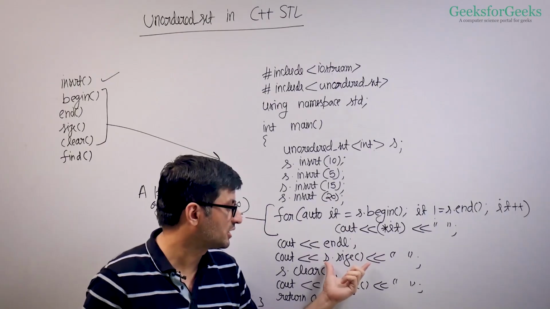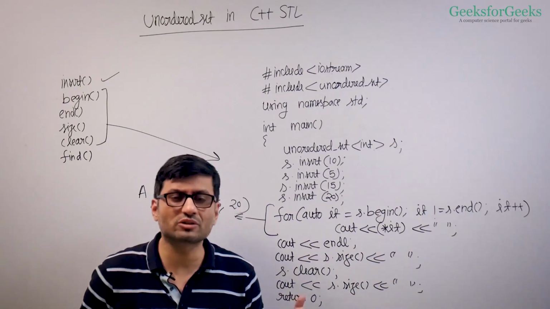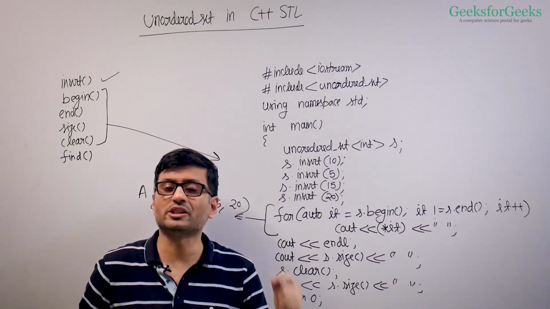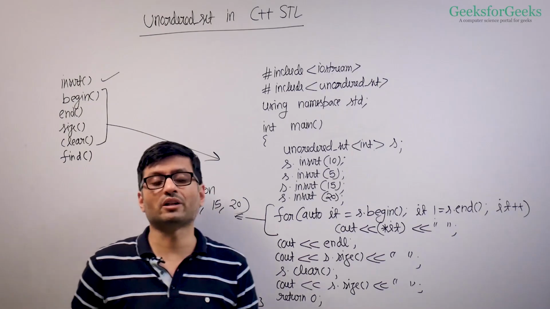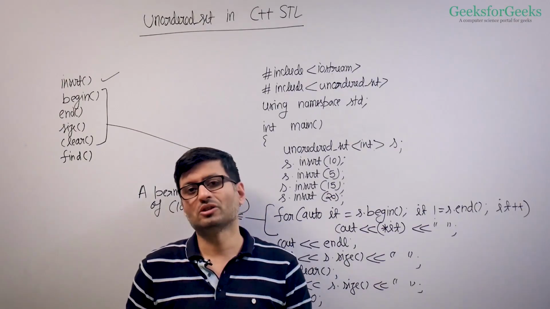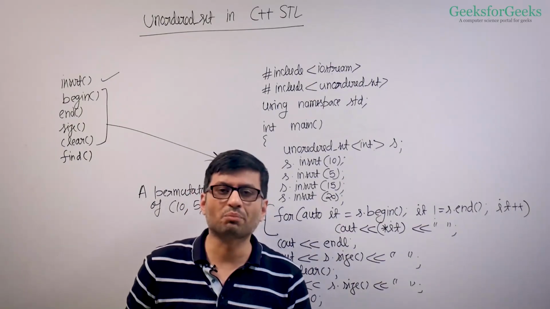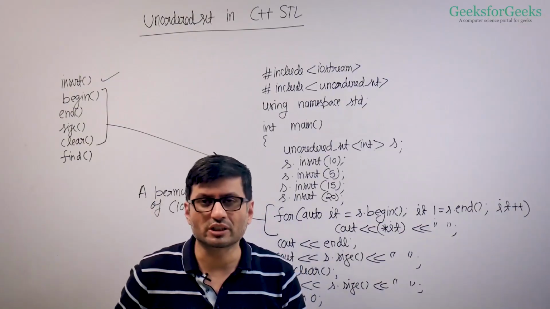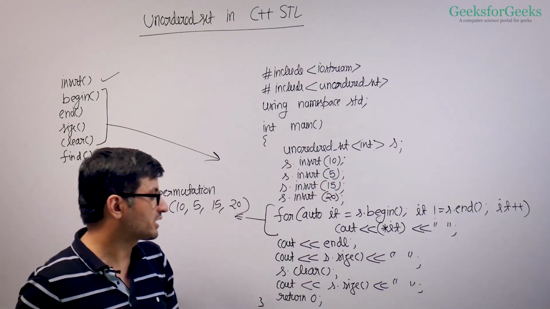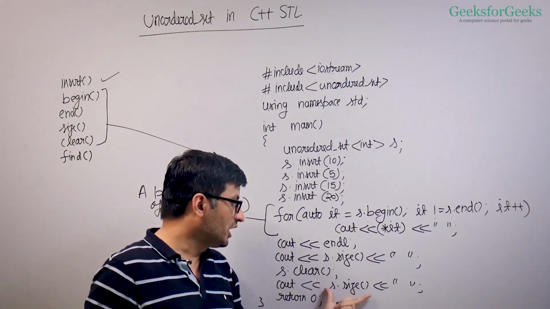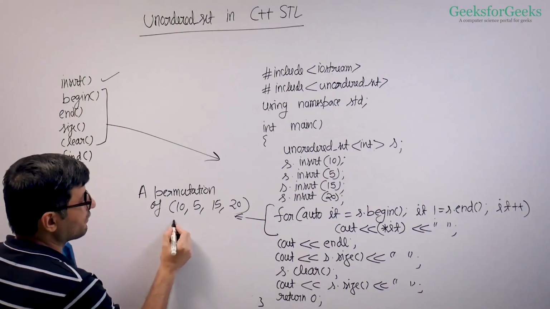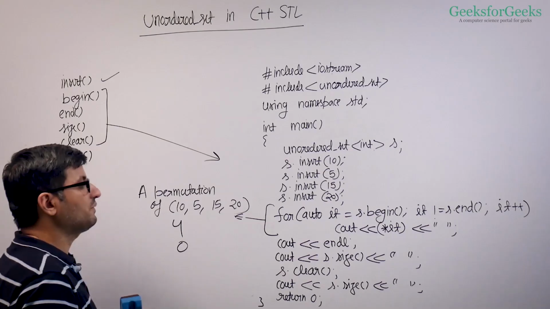Now let's talk about the size function. Size function tells you the size, so the output is going to be 4 because there are 4 elements. Clear function clears the unordered set. Clear function can be useful whether you are using set, unordered set or vector, if you are using it for multiple test cases. You might want to clear the container before starting the new test case, right? So you generally clear it at the end of the loop before you start the next test case. After clearing, if I try to print the size, I'll get the size 0. So the output is going to be this, then 4, then 0. That's the output of this program.